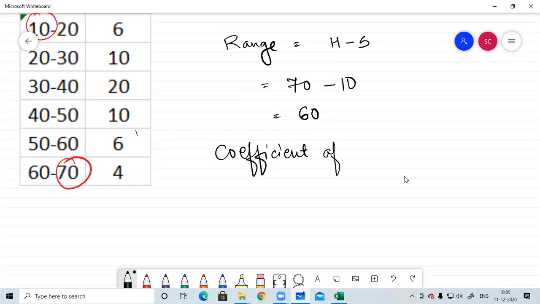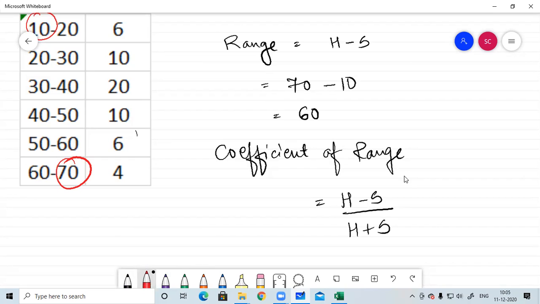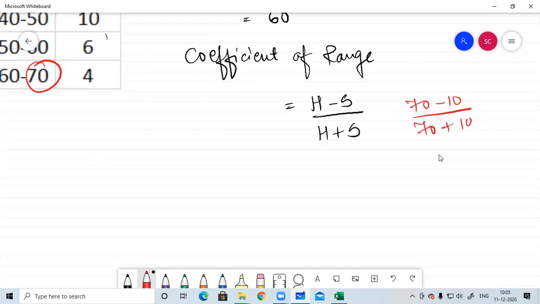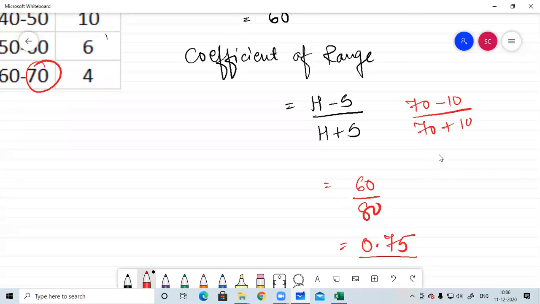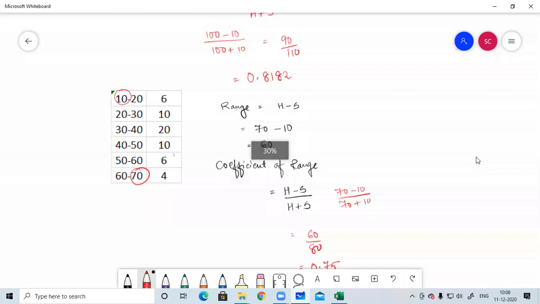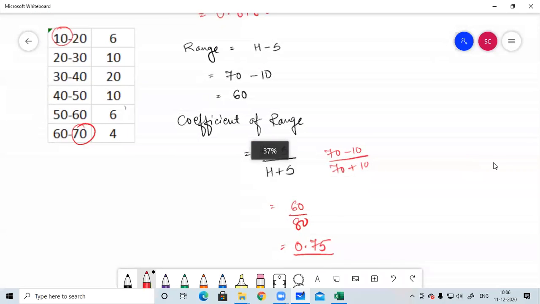And coefficient of range is equal to H minus S divided by H plus S. So we will get it as 70 minus 10 divided by 70 plus 10. So the answer comes to 0.75. Correct. This is the sum here. So range is easy.